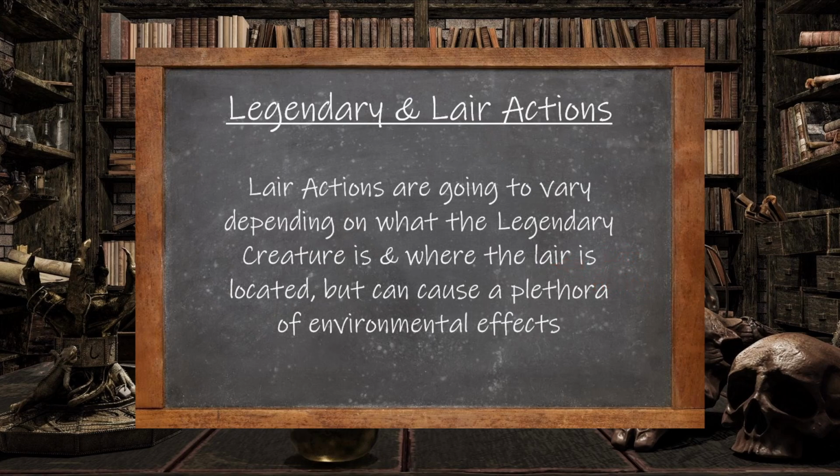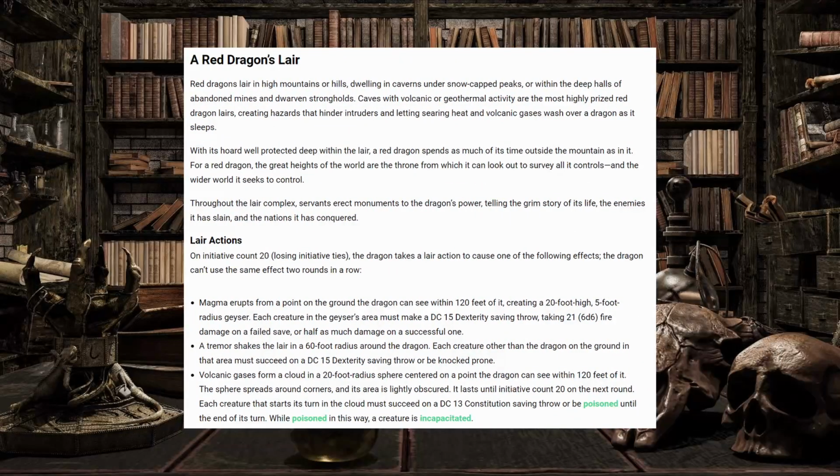Lair actions, like legendary actions, will depend on the monster being used, but they can have different environmental effects based on what the monster is. The adult red dragon, for example, can cause magma or sulfuric gas to erupt and damage the party, or create tremors that can knock the party prone through a failed dexterity saving throw.